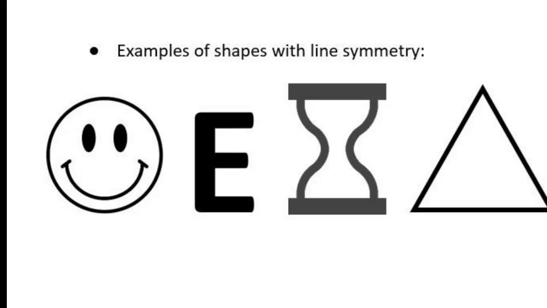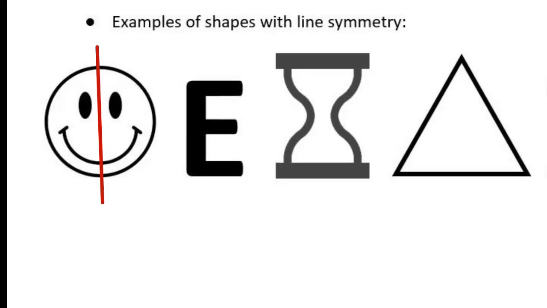From the top to the bottom, so I want to go in between the two eyes. Now if I fold it over, will one eye land on top of the other eye? Half the smile lands on top of the other half of the smile. Now this has been cut perfectly in half. We say this one has one line symmetry.